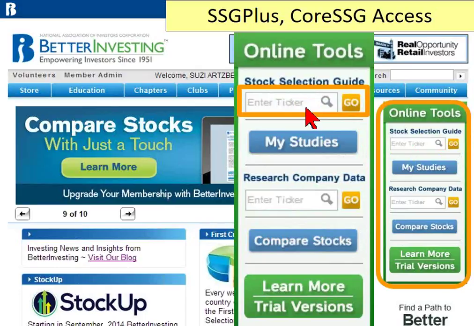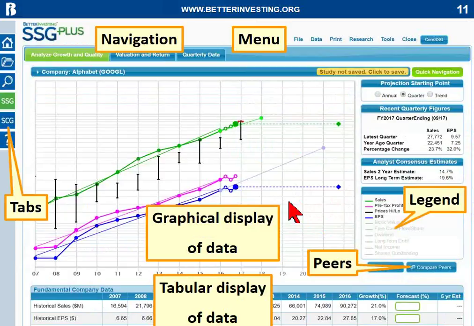Now we're going to end up doing this live, so this is just a little precursor. But links to the other tools, links to your studies that you may have been saved are right here. A link to compare stocks is right here. A link for the company research data is right there. So we'll look for that green box again when we go live. When we get there, I just want to give you some introduction to what you're going to see.